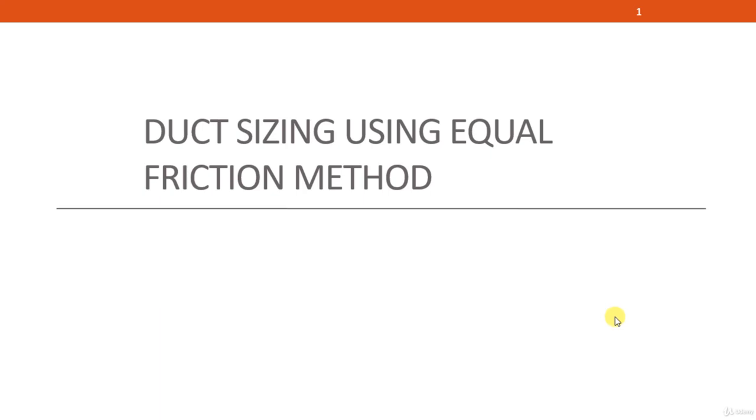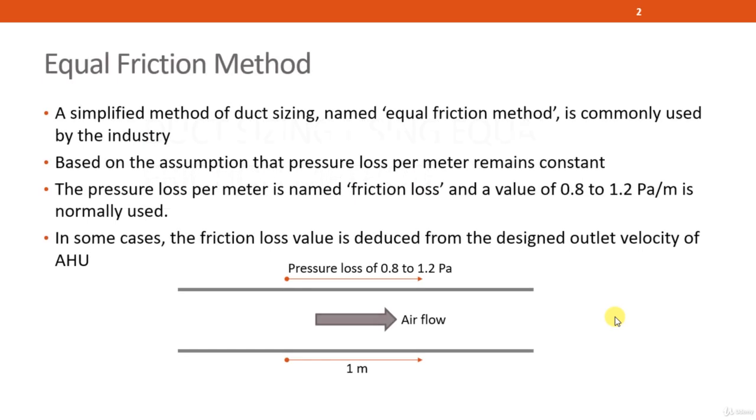The most commonly used method for duct sizing is the equal friction method. What is the equal friction method? It assumes the pressure loss throughout the duct per meter is consistent throughout. So every 1 meter, we assume that there's a drop of maybe 1 Pascal or 1.2 Pascal, and the pressure loss per meter is consistent all the way from the start where the air just comes out from the AHU until the end when it reaches the diffuser.